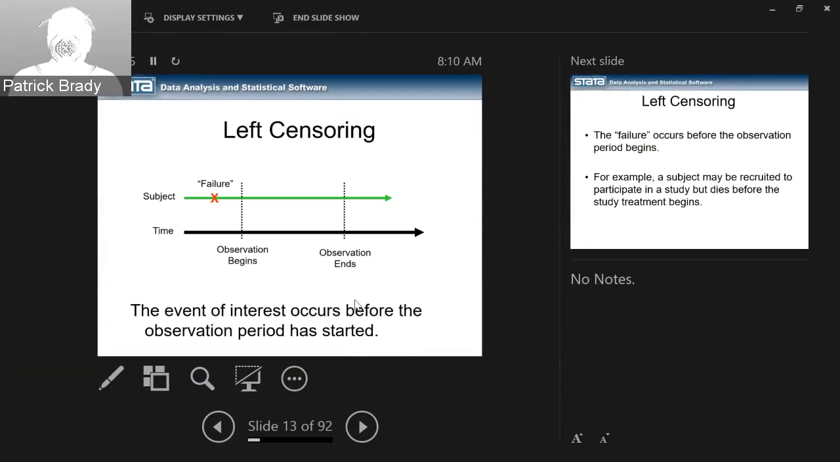Then lastly, you could have something called left censoring. So say you're out recruiting people and you're recruiting for your study. Death, you would generally know, but there may be other things that happen before you officially start observing someone or treating them in a clinical trial.